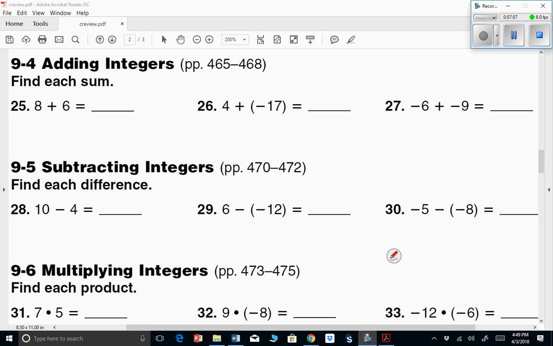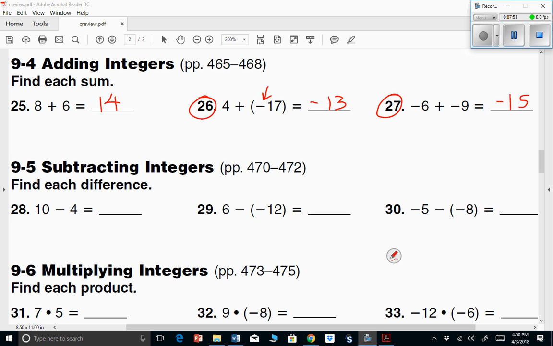9-4 is adding integers. Obviously, 8 plus 6 is 14. Then for number 26, we have to identify that it is addition, and we are adding two numbers whose signs are different. So you actually subtract. 17 minus 4 is 13, and keep the sign that goes with the number with the greater absolute value, which is negative. Number 27, you need to recognize that you are adding two numbers whose signs are the same. So you add them up, 6 plus 9 is 15, and keep the sign that they share.